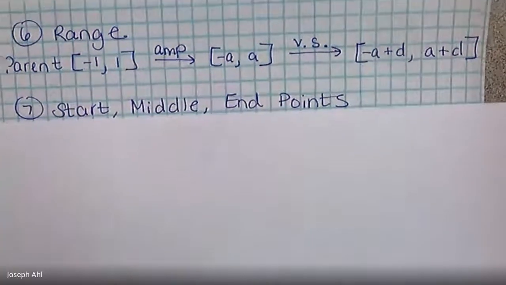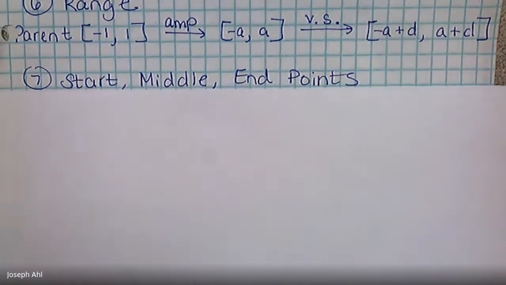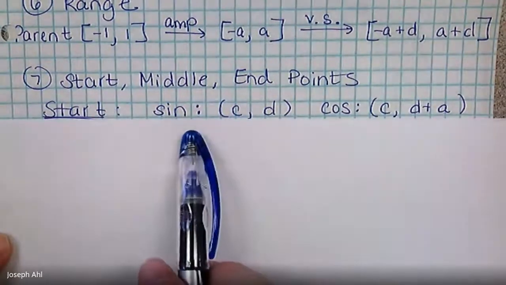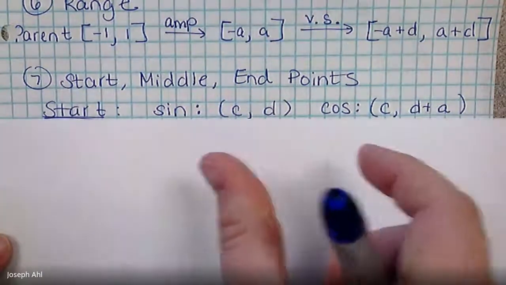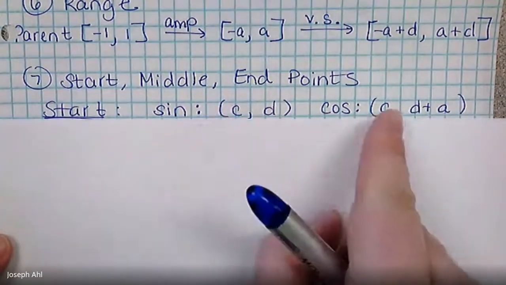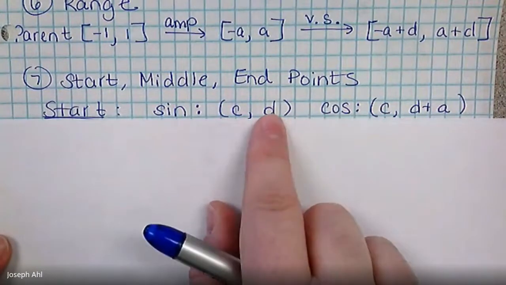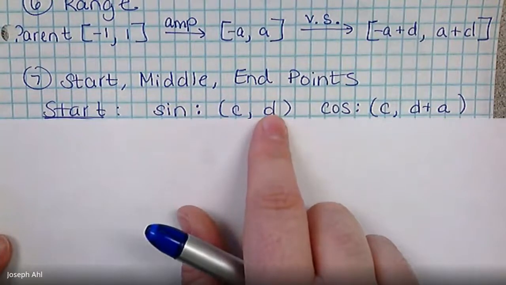All right, the start, middle, and end points. Here's where things start to get maybe a little bit messier looking. But we want to decide, where am I starting if I'm only sketching one cycle? And then it would be nice to also know where we end. So the start for sine and cosine are a little bit different, but they are based on the phase shift. So however far you shift to the left or the right, the value of c in the equation, that's the starting location.